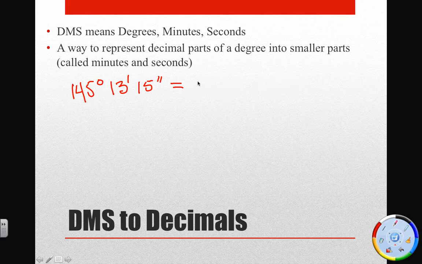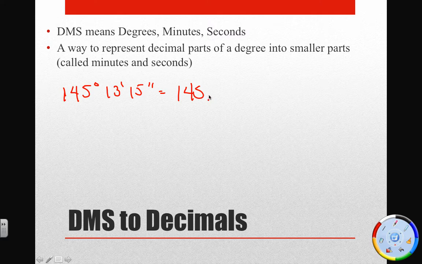Here's something I already know. It's 145 degrees, point something. So 145 degrees, 13 minutes, 15 seconds is going to equal 145 point something. But I don't know what that point is yet. So here's what we have to do. We have to look at each of the smaller parts. Let's start with 13 minutes.